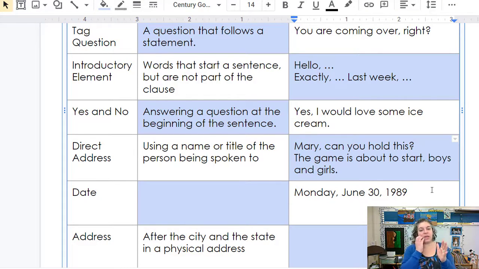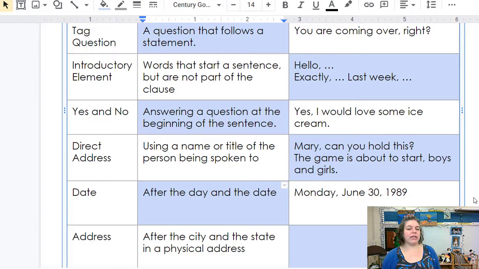So the comma takes whoever you're talking to and it moves them out of the sentence. So, can you hold this? That's what you would say, but you're adding in a name to make it specific. I'm speaking to you. And so the comma sets it off from the rest of the sentence. And this would even be true if the name comes in the middle of the sentence.